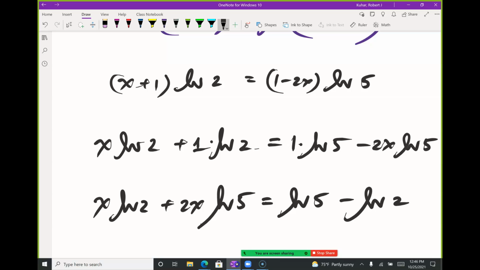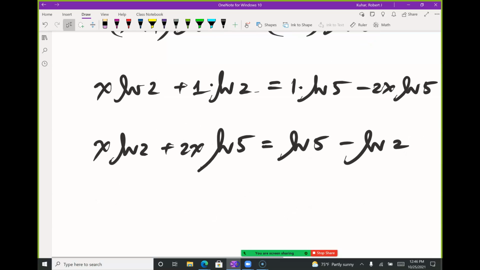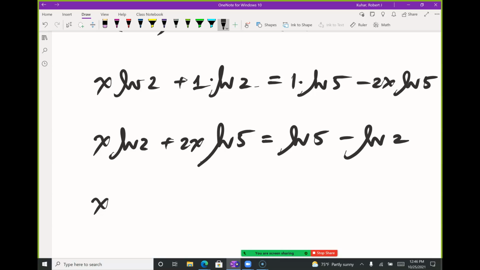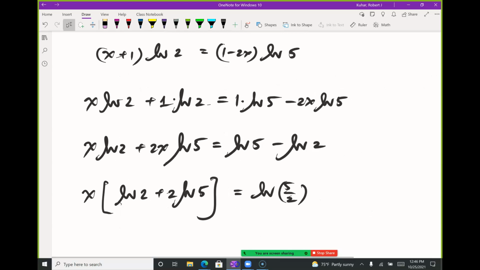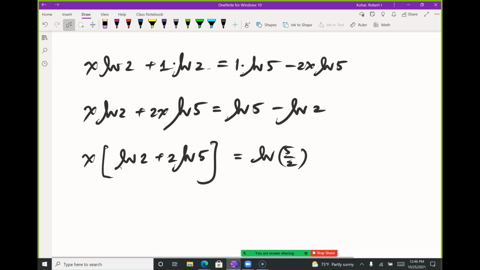Everybody with me? Got it. Nice. So I got an x I can factor out. I got the ln of 2 plus 2 ln of 5. And on the other side, I can contract. Got an ln of 5 minus an ln of 2. That's an ln of 5 over 2. How we doing? We okay?